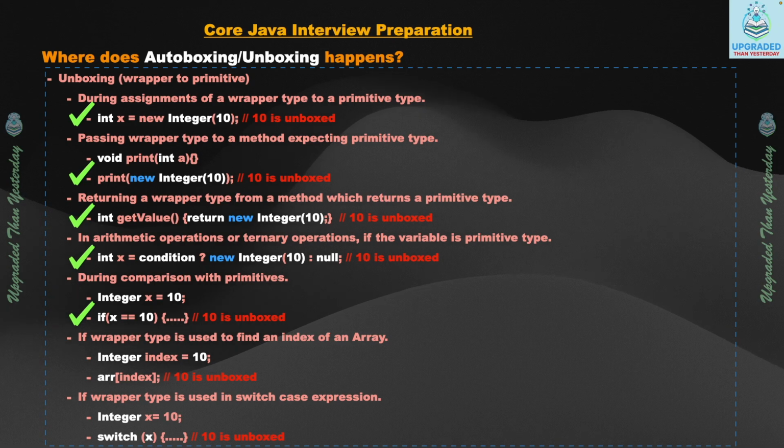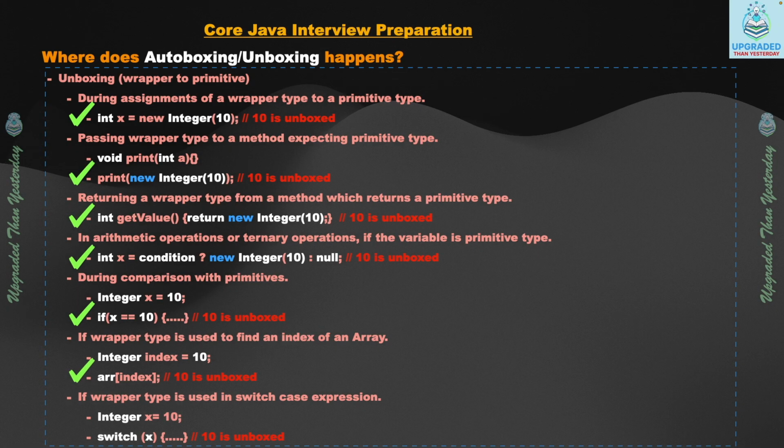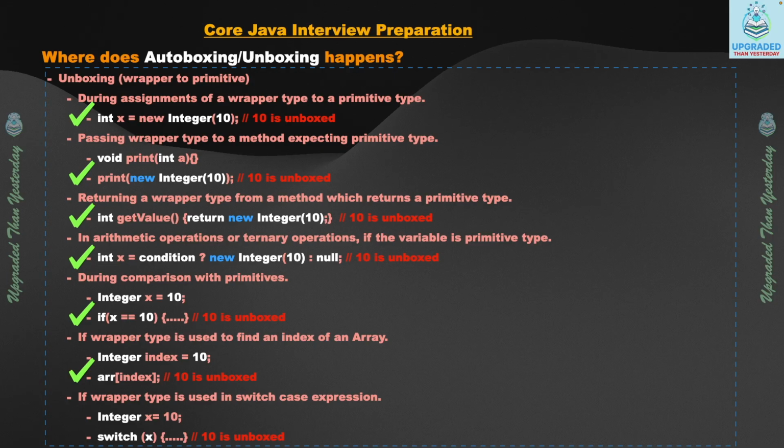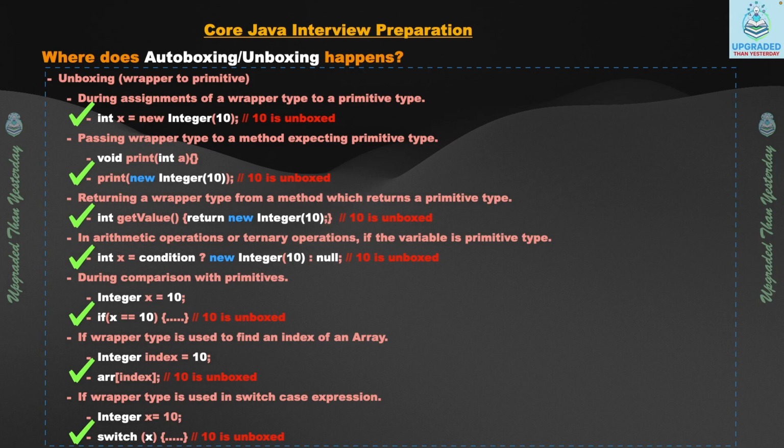For example, the variable index is type of wrapper integer, which is used to find the index of an array. This is allowed because the wrapper integer object will get unboxed internally. Unboxing happens if the wrapper type is used in switch case expression. It unboxes the wrapper type to corresponding primitives to be used in switch cases. Here the value of x will get unboxed first before used in switch case.